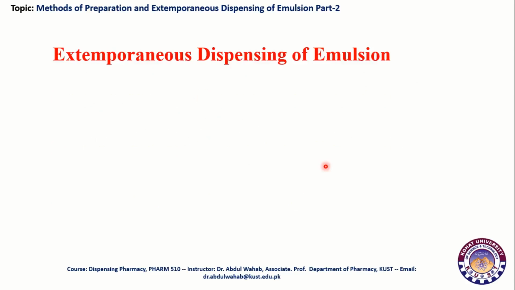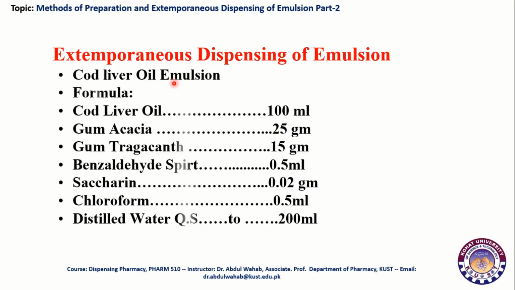Extemporaneous dispensing of emulsion. Cod liver oil emulsion is an example of extemporaneous emulsion. How can we prepare extemporaneous emulsion? So cod liver oil emulsion is the example of extemporaneous mixture of emulsion.